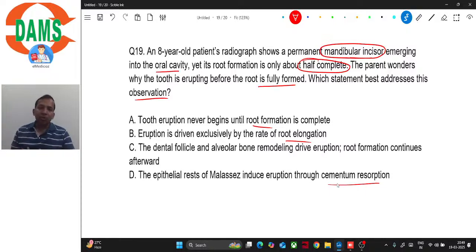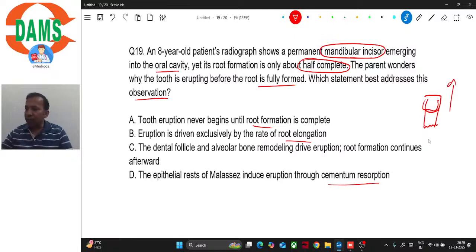Option C. So, because of the eruption, an apical space is created. So, as the tooth moves occlusally, space is created apically, isn't it? As the tooth moves occlusally. So let's say only half of the root is formed. So as it moves occlusally, space is created apically, and in this space, then root formation will take place, right?